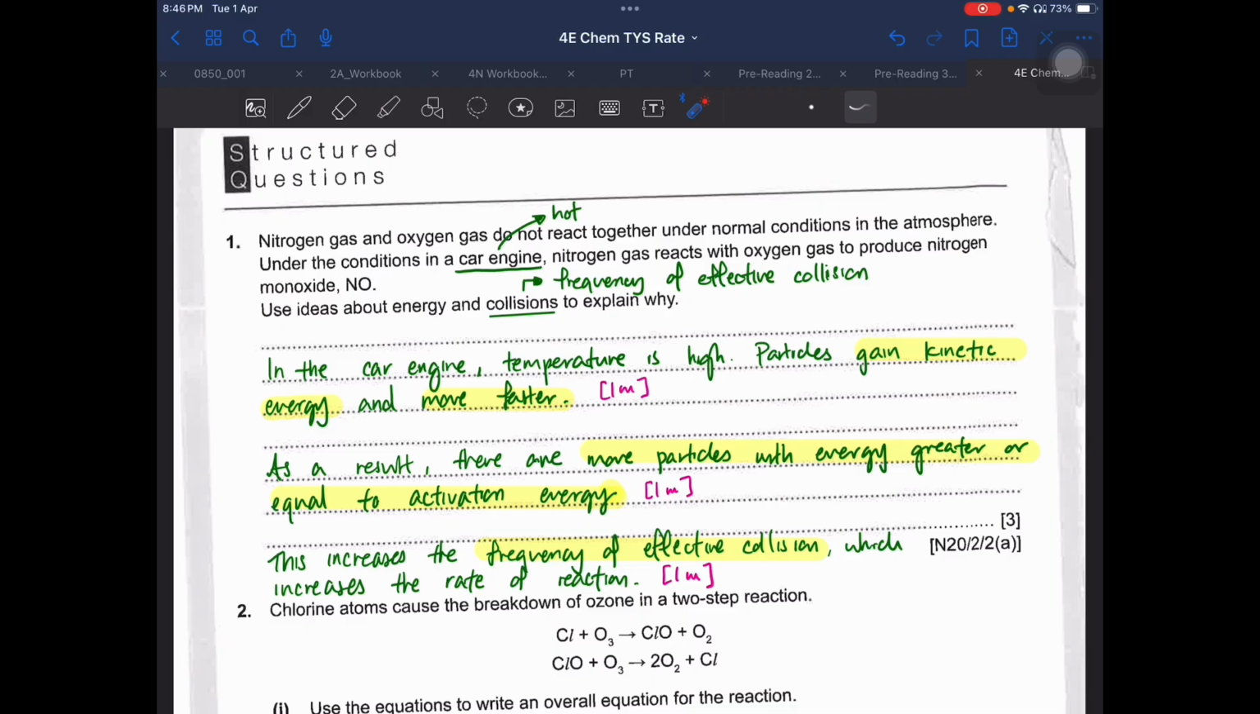Now, in every reaction, for the reaction to happen, there must be this thing called effective collision. And then, how will we know that there's a faster rate or slower rate? That's when we talk about this concept called frequency of effective collision. Let's take question 1 for instance.